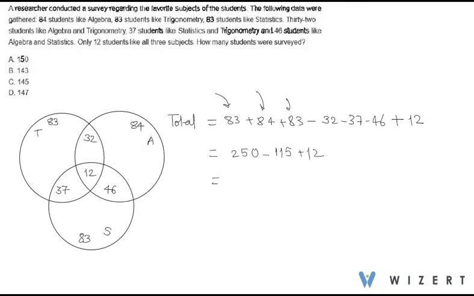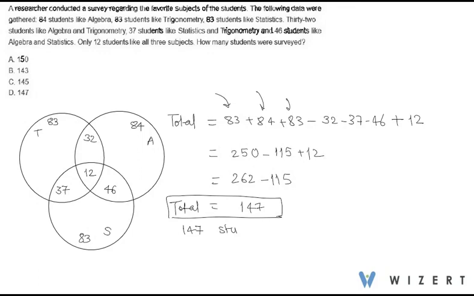So that is equal to 262 minus 115, which is equal to 147. So total 147 students were surveyed. 147 students were surveyed. Let's see, answer is option D.